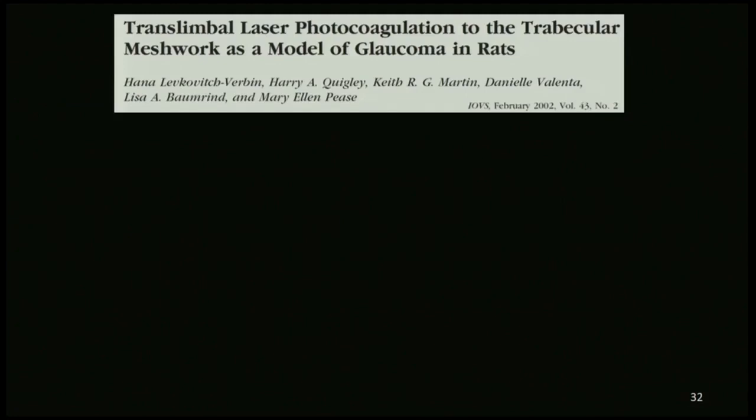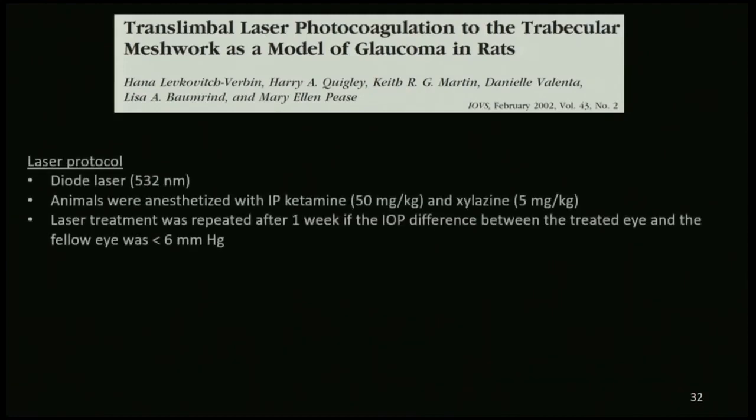So this is a paper that was published and looked at translimbal laser photocoagulation of the trabecular meshwork in a rat model. They used a diode laser, which is 532 nanometers. The animals were anesthetized with IP injection, and if the IOP did not go up, they actually repeated the laser on those animals, so they could have gotten two laser treatments if the IOP did not respond the first time.